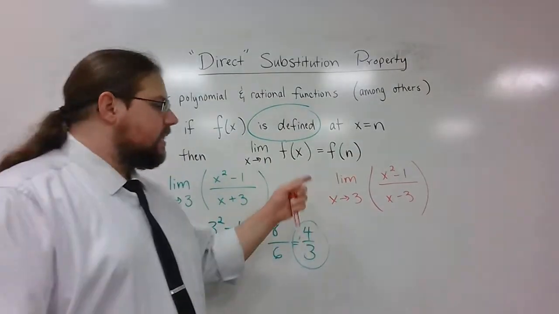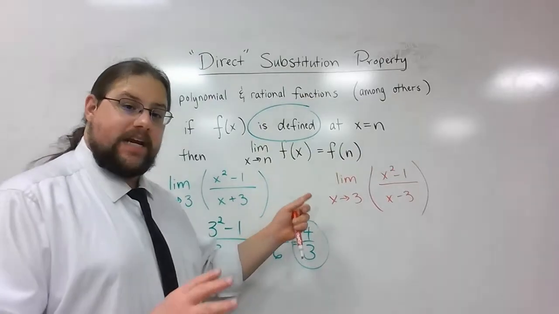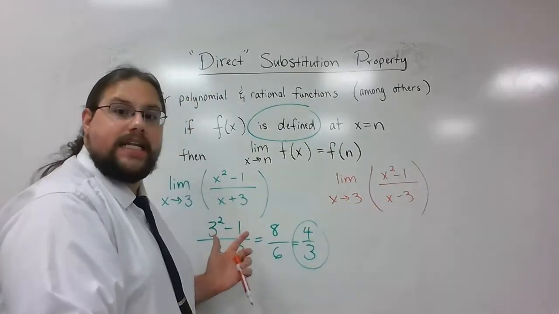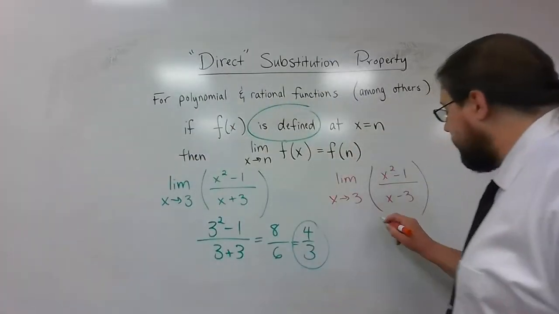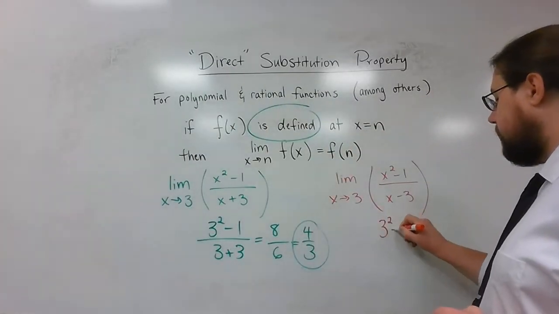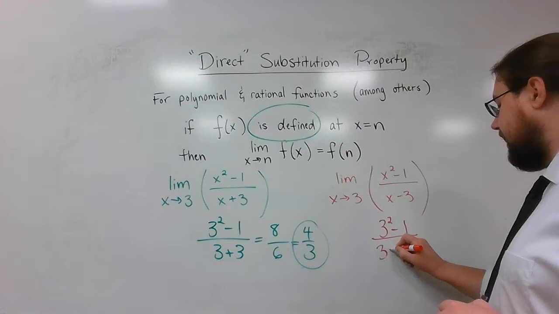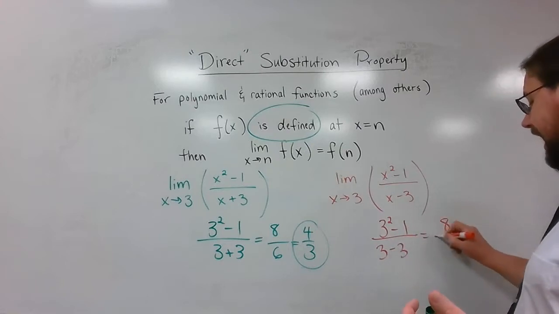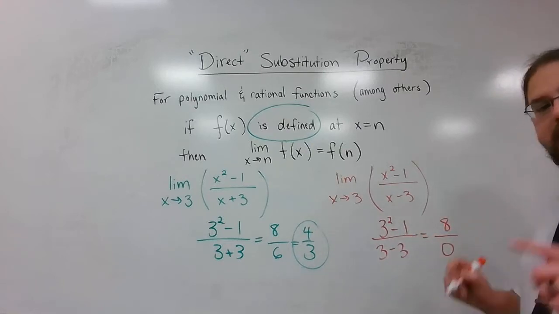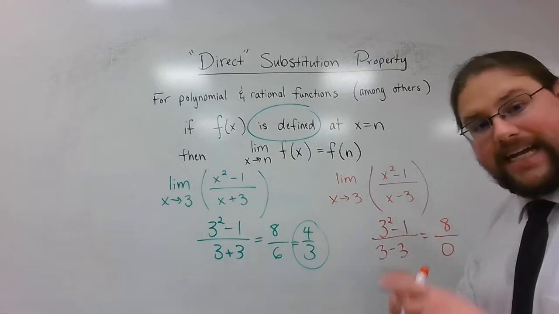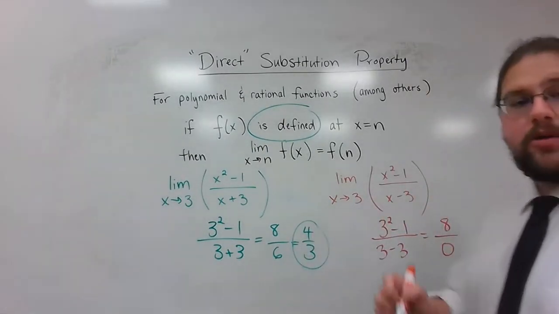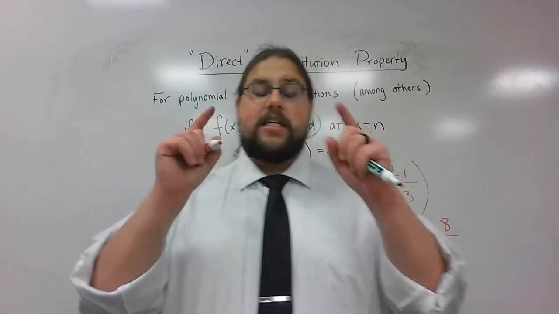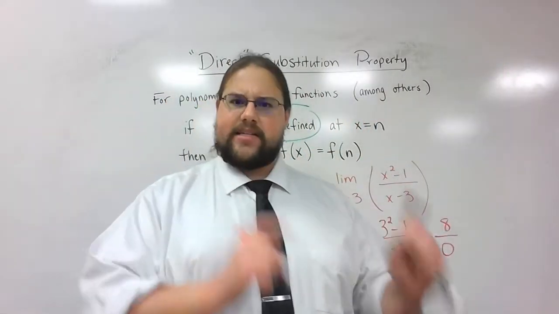Here's the problem. If I do just one slightly different thing, I changed the sign. That's all I did. If I try to plug it in here, I'm going to do 3 squared minus 1 over 3 minus 3. Well, again, you get 8 on top, but 3 minus 3 is 0. Here's the thing. You can't divide by 0. You cannot plug in 3 and get something out. So the question you're going to ask me is, does that limit not exist?